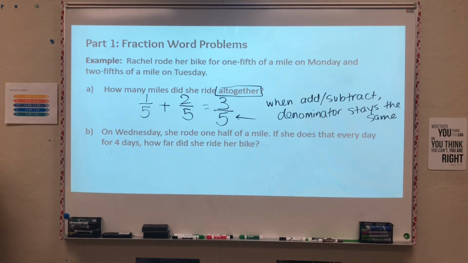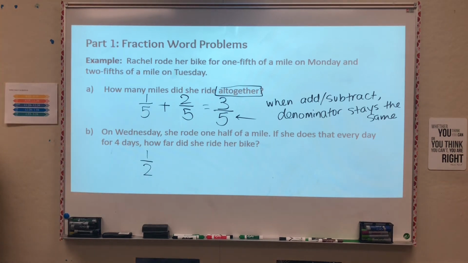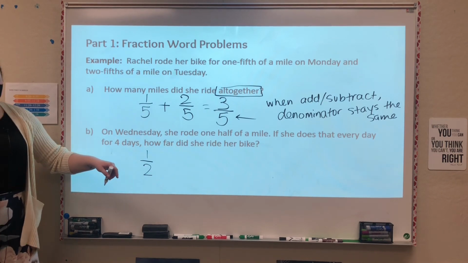The second part of our question, though, says, on Wednesday, she rode 1/2 of a mile. If she does that every day for 4 days, how far did she ride her bike? What are we thinking for the second part here? So it's gonna be 1/2 of a mile, 1/2 of a mile. And it says 4 days, every day for 4 days. And she said how far did she ride her bike, so it's gonna be addition, right? Addition of what? 1/2 plus 4 days. Right? 1/2. There's multiplication.